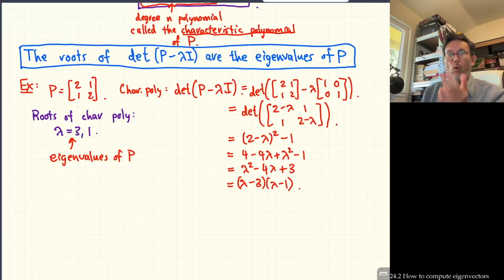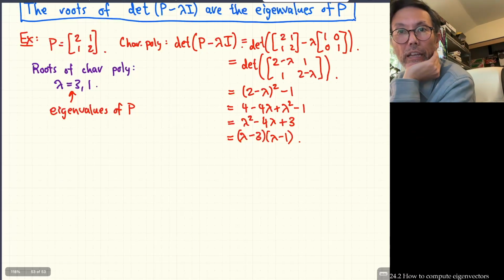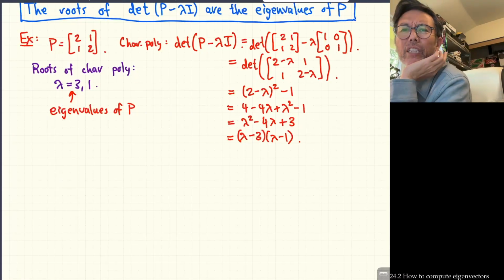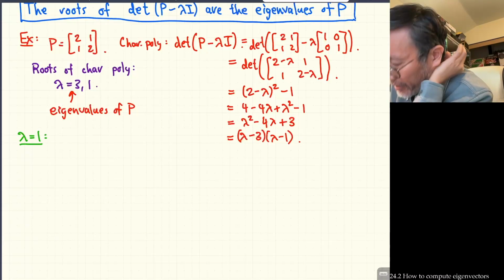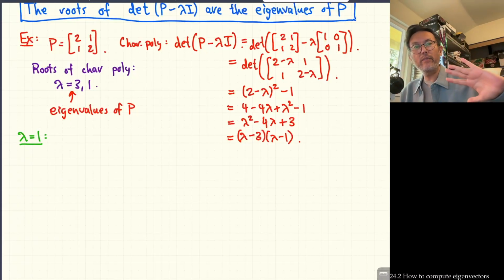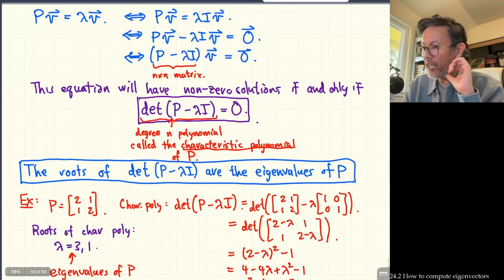Now, what are the associated eigenvectors? This is the more computationally intensive part of what we're going to do now. You ready? Here we go. I'm going to start with lambda equals 1. I think this is easier. So I'm just going to analyze this in turn. Now, keep your eyes on the prize. What we are looking for is non-zero solutions to this equation right here.